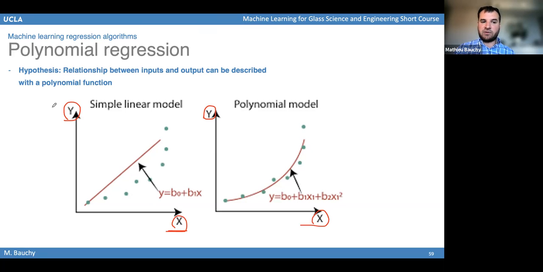And then you have the output Y. This is what you are trying to predict about this glass. And same thing, you can either predict one single output, or maybe you want to predict several outputs at the same time.